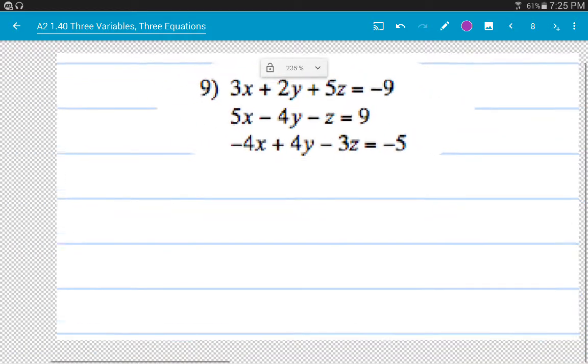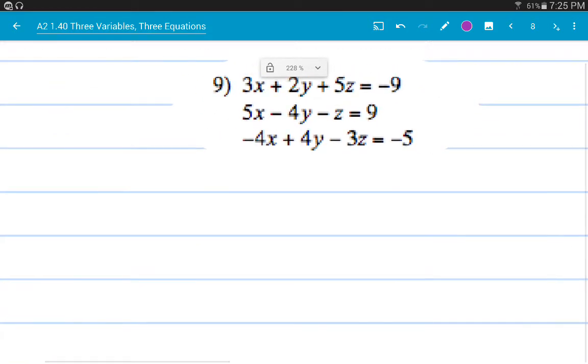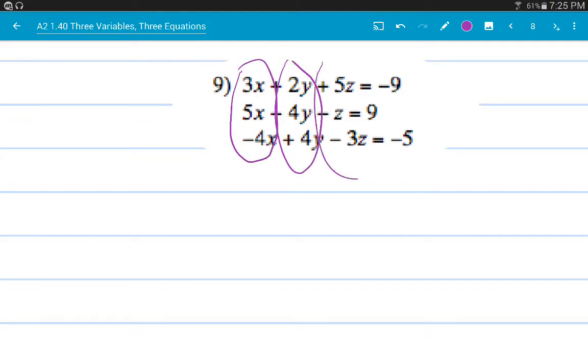Okay, now I want to cancel out a letter. I can cancel out x, I can cancel out y, or I can cancel out z. When I look at the coefficients on the letters, I see 3, 5, and 4. Well, I would need to make these the same number, so I'm thinking what's a common multiple of these?